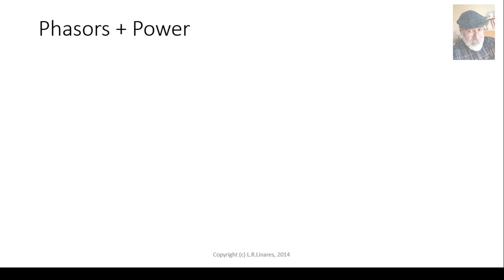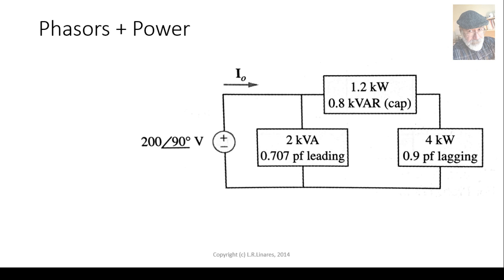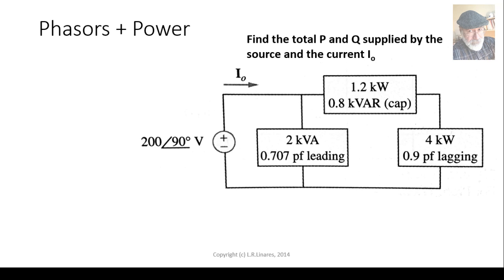Now let's talk a little bit about phasors and power. Another exercise, a different one, taken also from the Alexander and Sadiku textbook. We have 3 loads. They are specified in different manners, and we have one source that is feeding them all. 200 volts RMS at 90 degrees. Observe the current in the source, I sub naught. The question is, find the total P and Q supplied by the source and find the current in the source, I sub naught. Well, that is a simple question.